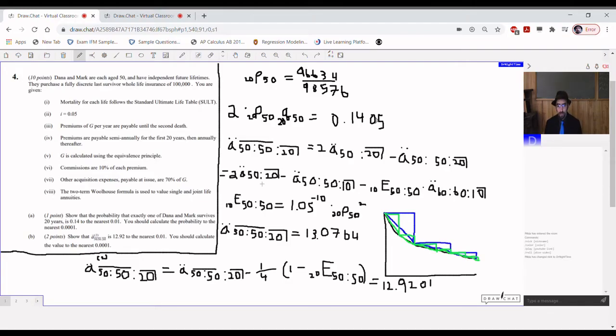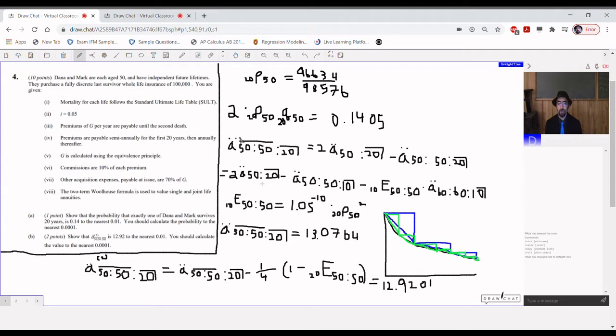This is where it starts to get a little more difficult, and the main difficulty becomes knowing how to cut and shuffle and juggle all of the formulas and values involving joint lives, last survivorship probabilities, and all of that. So we need to find a double dot compounded semi-annually of last survivor of 50 50, angle 20.